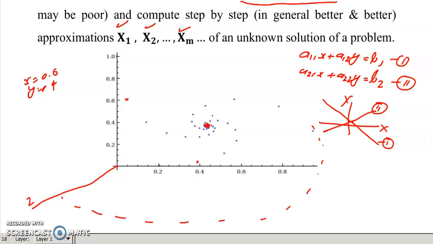Sufficient condition means it is not necessary that the condition will always be true, but if that condition is true, then 100% we can say that our solution will converge. Converge means we are getting our required solution.